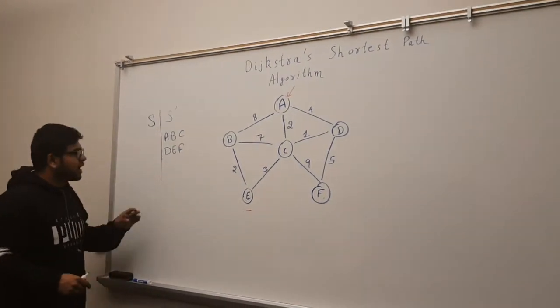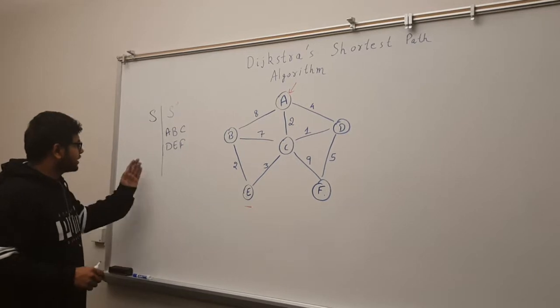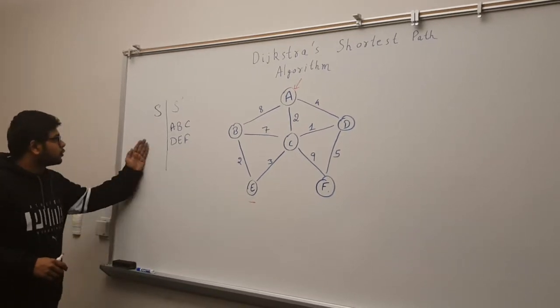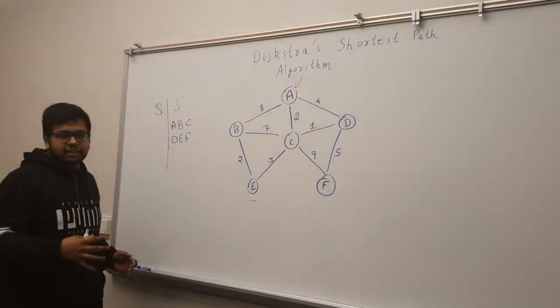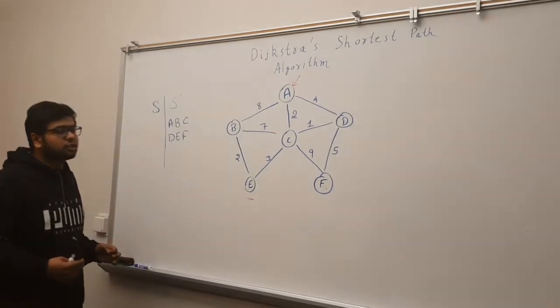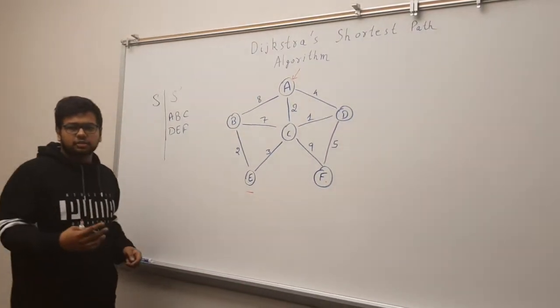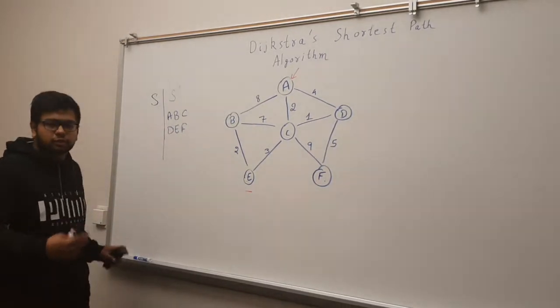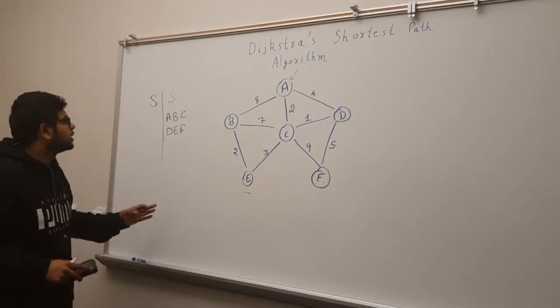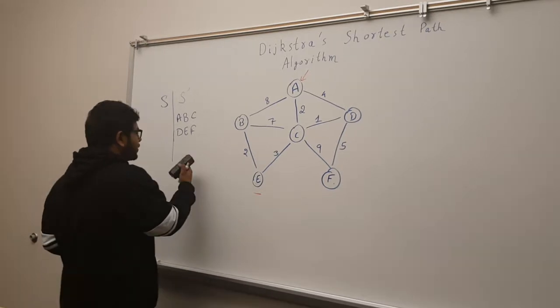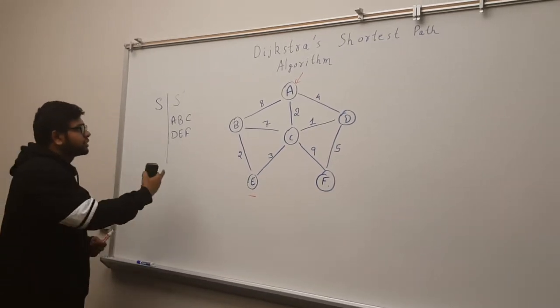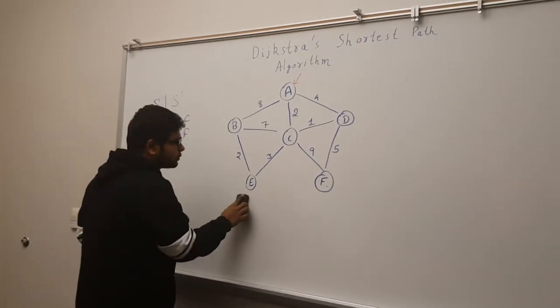So I have divided all the nodes into two sets, set S and S prime. So what are these sets? Set S is the collection of all nodes for which we already know the shortest path from the source, and S prime is the set of all nodes for which we don't yet know the shortest path. Since we are just beginning the algorithm, all the nodes are present in set S prime. We'll eventually move them to set S.